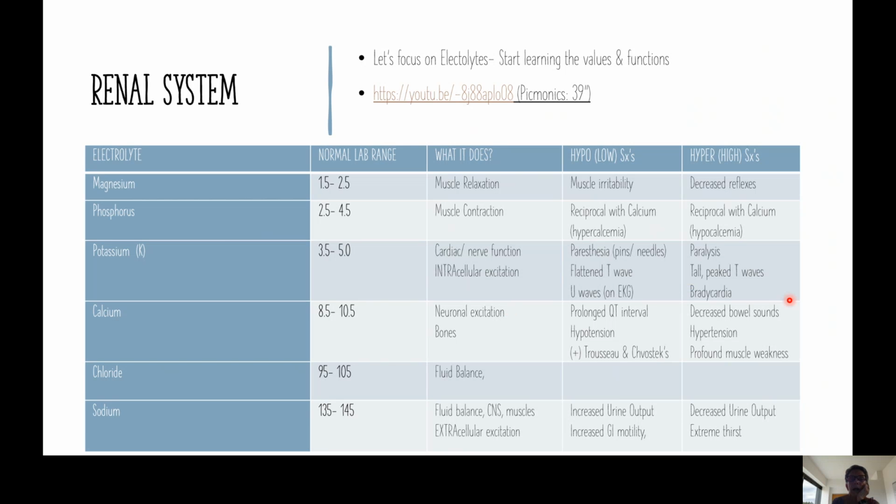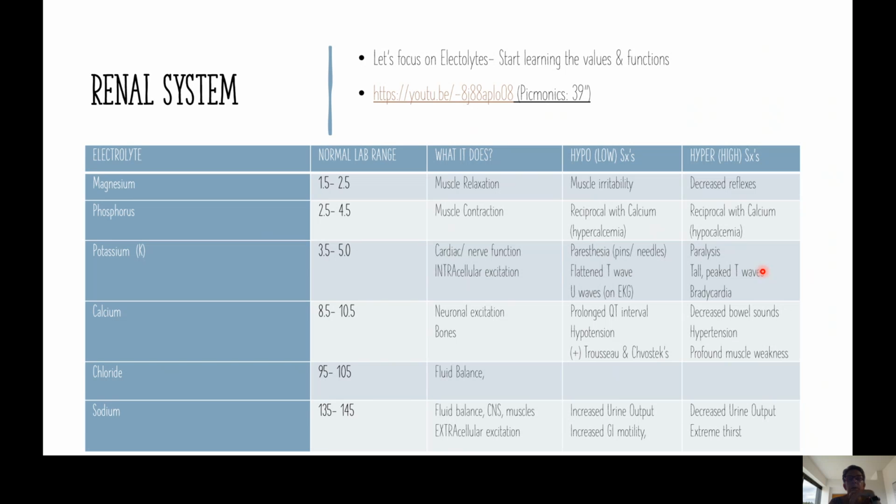If it's super high, you'll get paralysis. So you'll just like become flaccid. Tall peaked T waves on the EKG and bradycardia. Think of years ago, I don't even know if they're still doing it, but years ago, I'm told they used to use potassium IV bolus to kill patients.